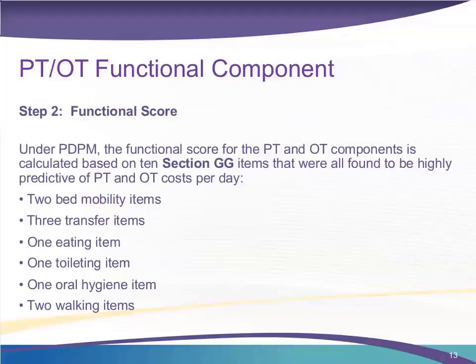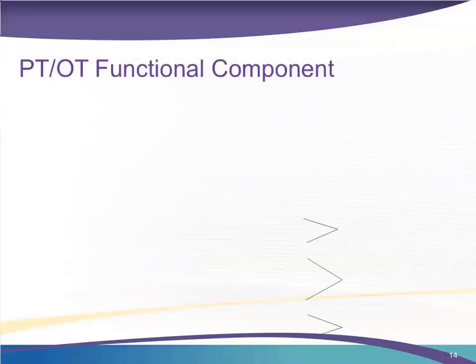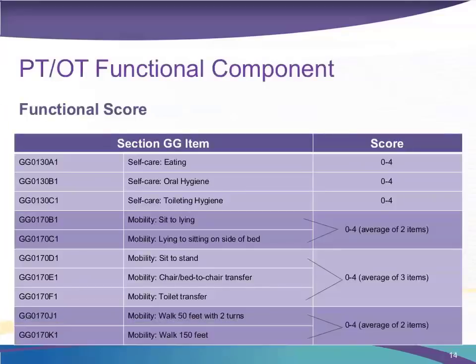Now, I know you all are aware of this, but right now it's based on section G, and as you know, GG looks different and the scoring is very different. So it's a little bit of a shift for all of us to go from section G, which we have had for many, many years, to section GG. So let me show you what that looks like as well. Here is a graph of what items are going to impact the PT and OT component. And on the next slide, I'm going to go through how the scoring works. But here are the 10 components.